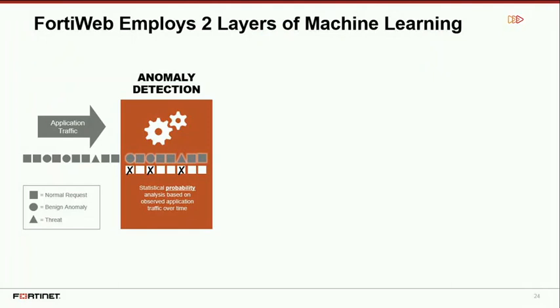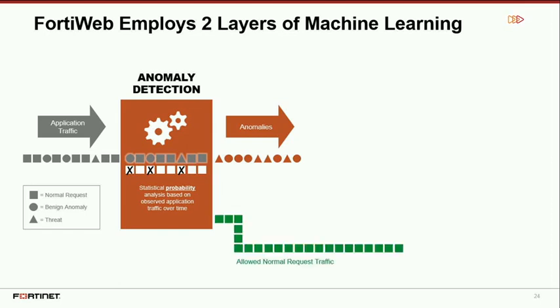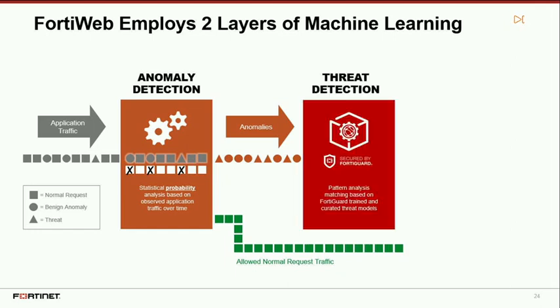We do anomaly detection. So we look statistically at the probability that this is something good or bad. And if it looks like an anomaly, any kind of anomaly that we are not sure about, we will send it for deeper analytics. Everything that we can say, according to statistical probability, is good, we will pass through. And everything that requires further analysis will go into a machine learning engine, which is taught by FortiGuard Labs.